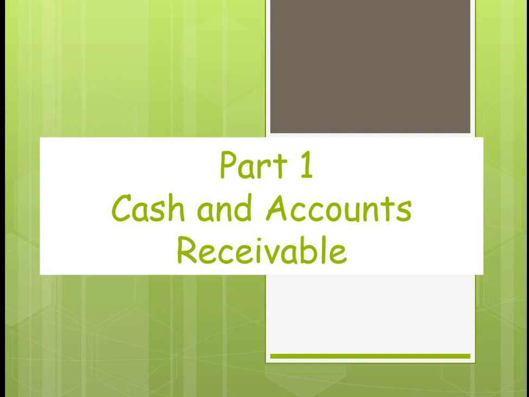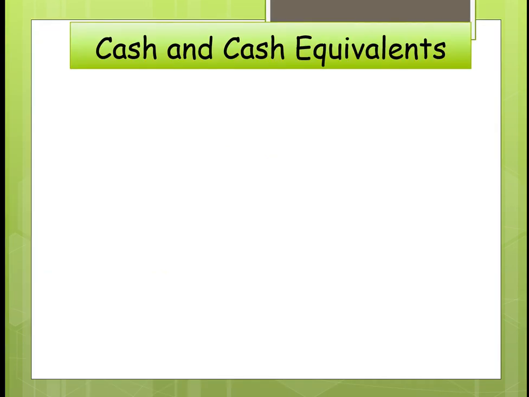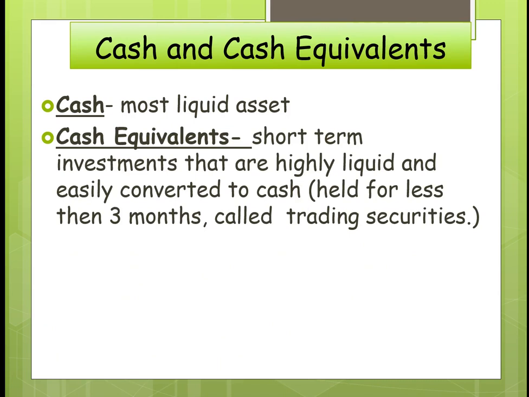Part 1 is cash and accounts receivable. So first we're going to talk about our account that appears on the balance sheet called cash and cash equivalents. Cash is our most liquid asset, and cash equivalents are short-term investments that are highly liquid and easily converted to cash. This would include any type of securities that we hold or bonds that are going to be converted in less than 3 months, and we call these trading securities. It's just where we park our money for a few days.